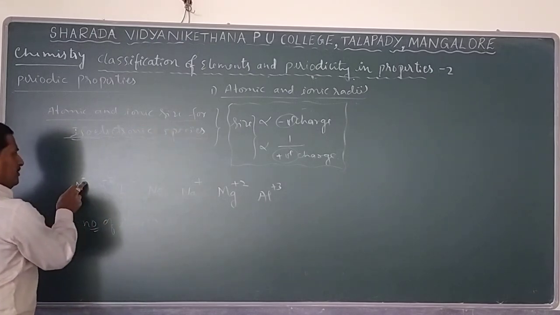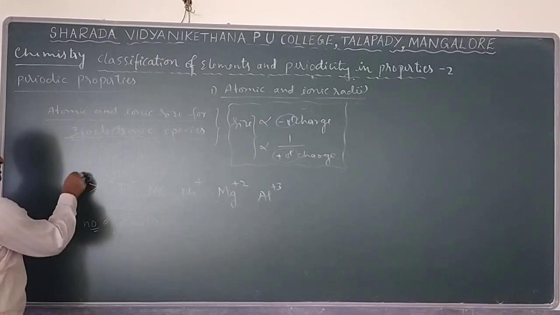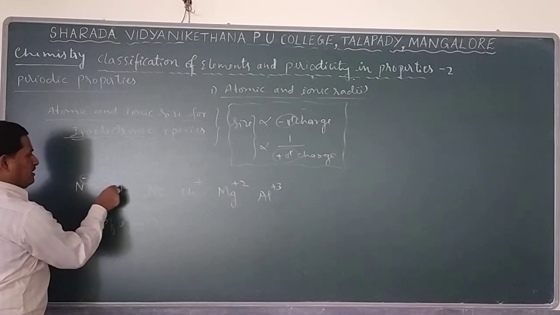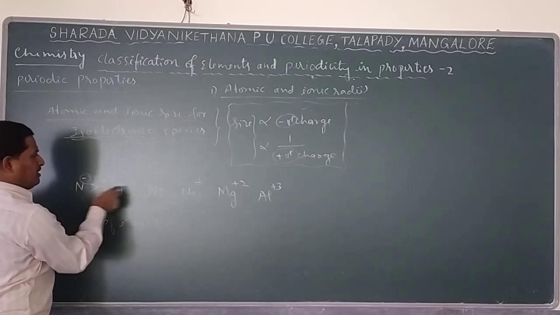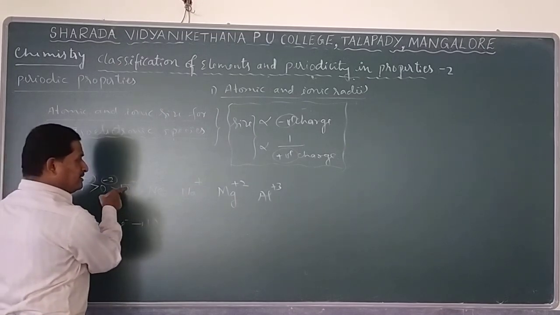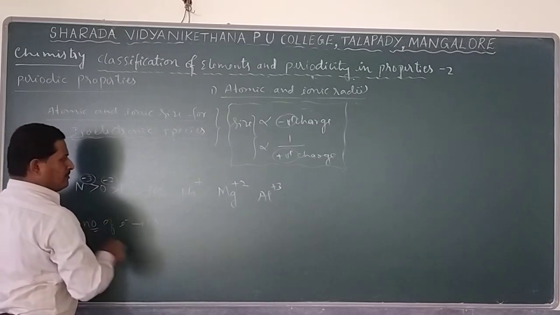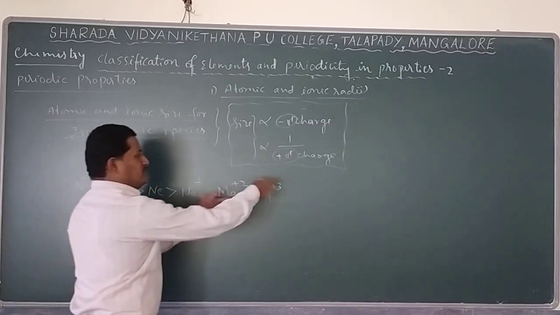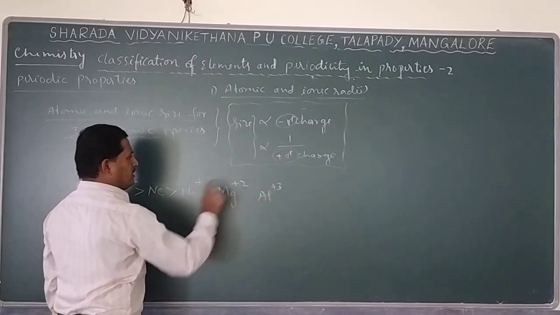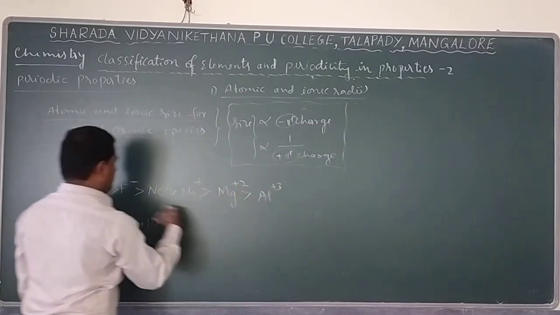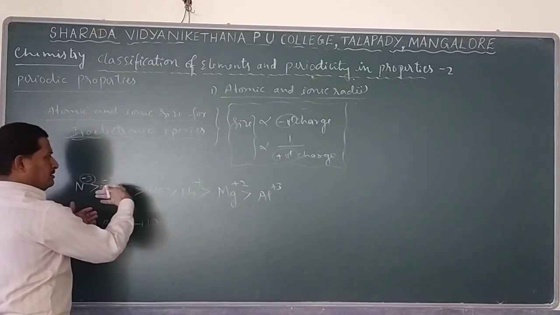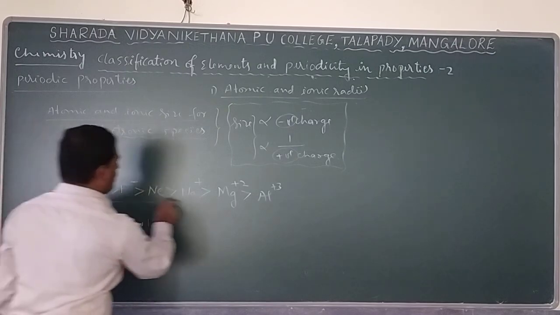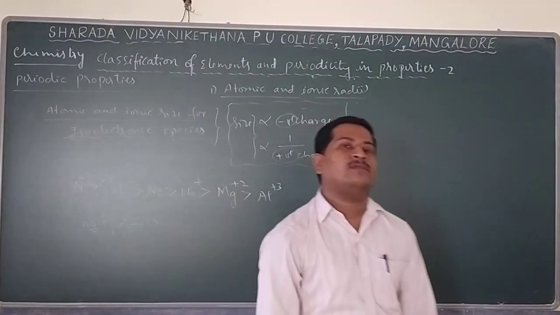So more negative charge, bigger size. N3- has more negative charge compared to -2, and compared to -1, -2 is bigger in size. And anions are bigger in size compared to neutral atoms. But compared to cations, neutral atoms are bigger in size. And as the positive charge increases, size decreases. So as a result, size is largest for more negative, then neutral, then decreases to more positive. So this is the order we can find for isoelectronic species.